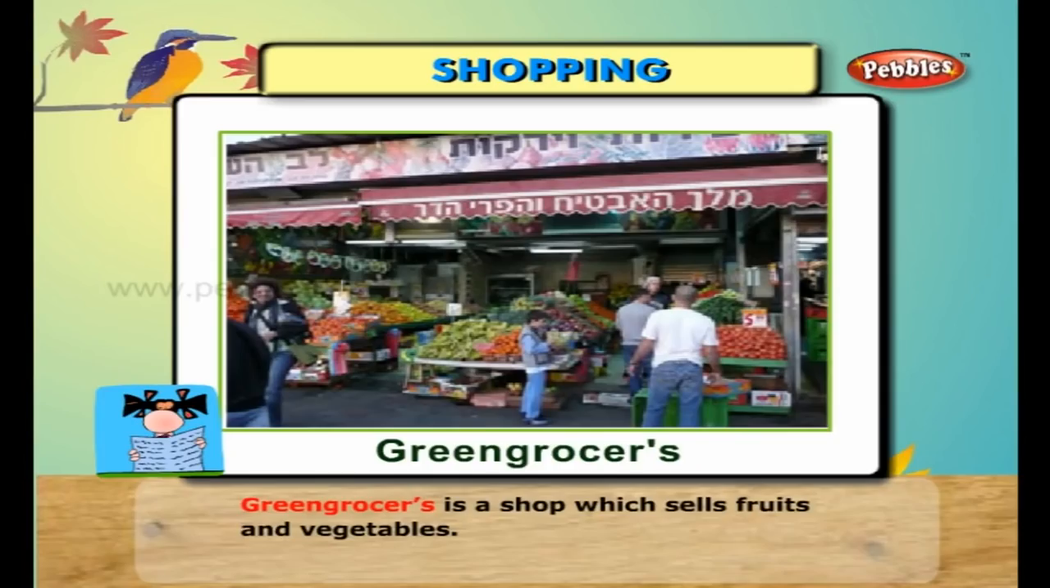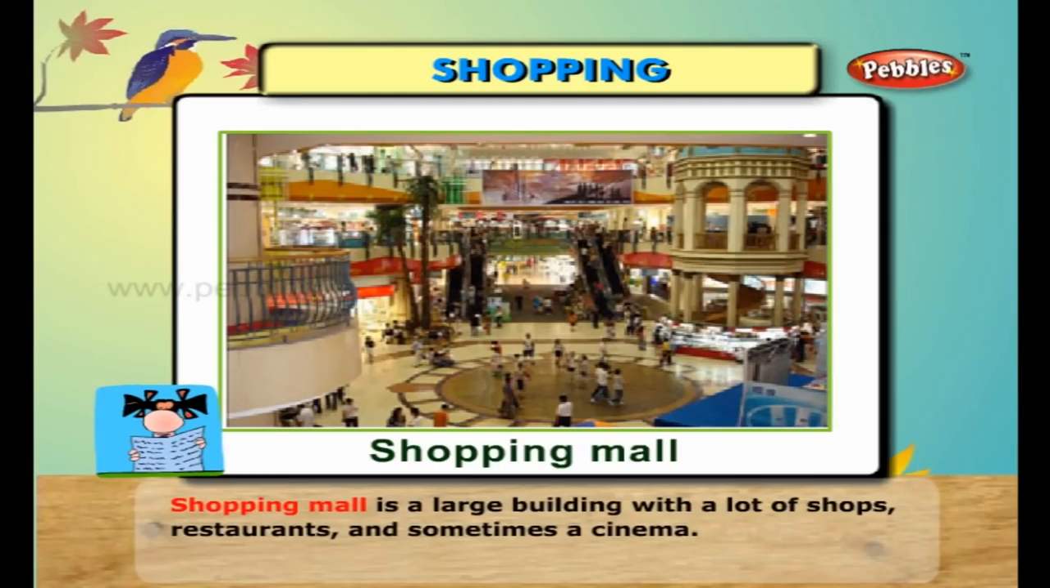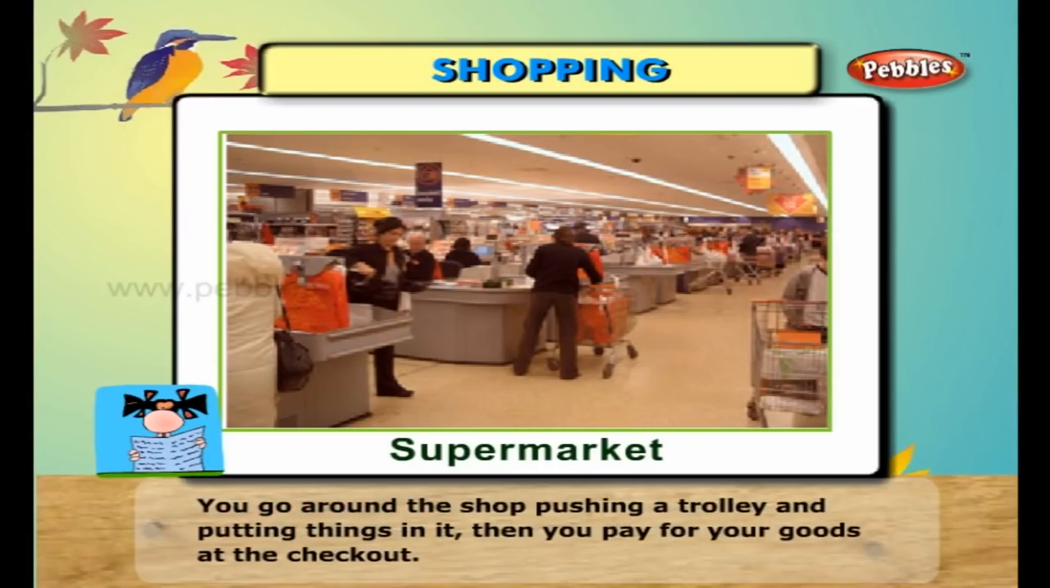Greengrocers is a shop which sells fruits and vegetables. Shopping mall is a large building with a lot of shops, restaurants, and sometimes a cinema. A supermarket is a very large shop that sells food and other products for the home. You go around the shop pushing a trolley and putting things in it. Then you pay for your goods at the checkout.